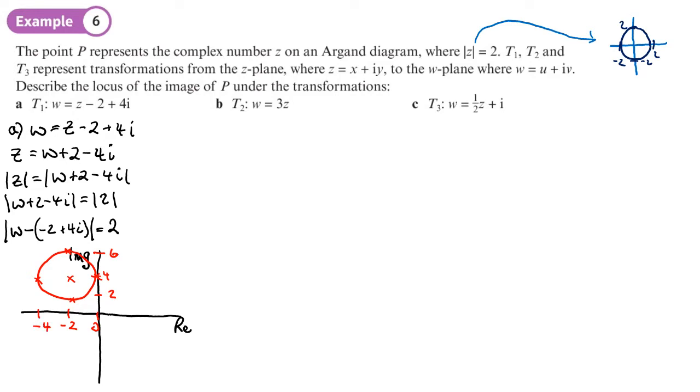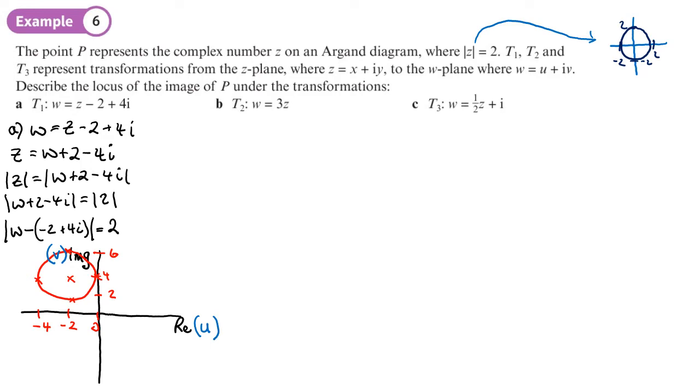Now, since this is a transformation from this XY plane to this UV plane, when we write the real and imaginary bits here, we could put U here and we can put V here.